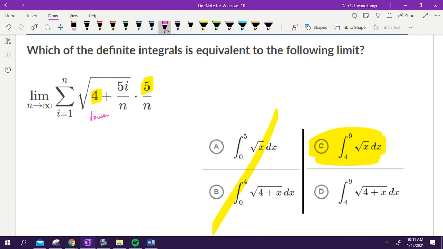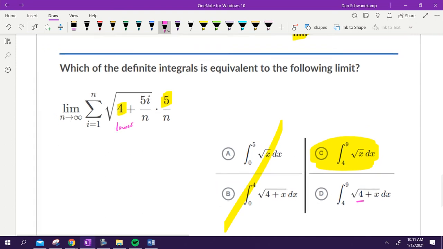Yeah, this is her lower bound here. If we already had this 4 here, then your number you would have in front would be an 8 because it's 4 plus the lower bound. That's not what we want there. It's going to be C. Yes, sir.